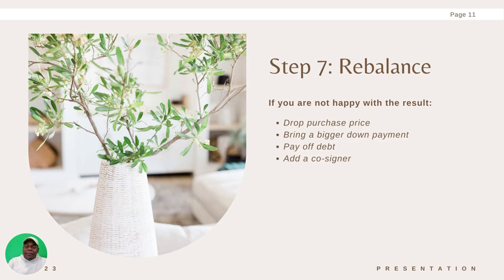And then step number 7, I want you to rebalance. What that looks like is, if you're not happy with the result, then lower the purchase price, or bring a bigger down payment, which lowers your loan amount, or pay off some debt, fix your credit, or add somebody else to the loan. That somebody else can be anybody. They just have to understand that they're obligated to pay the loan back. And I hope this all makes sense.